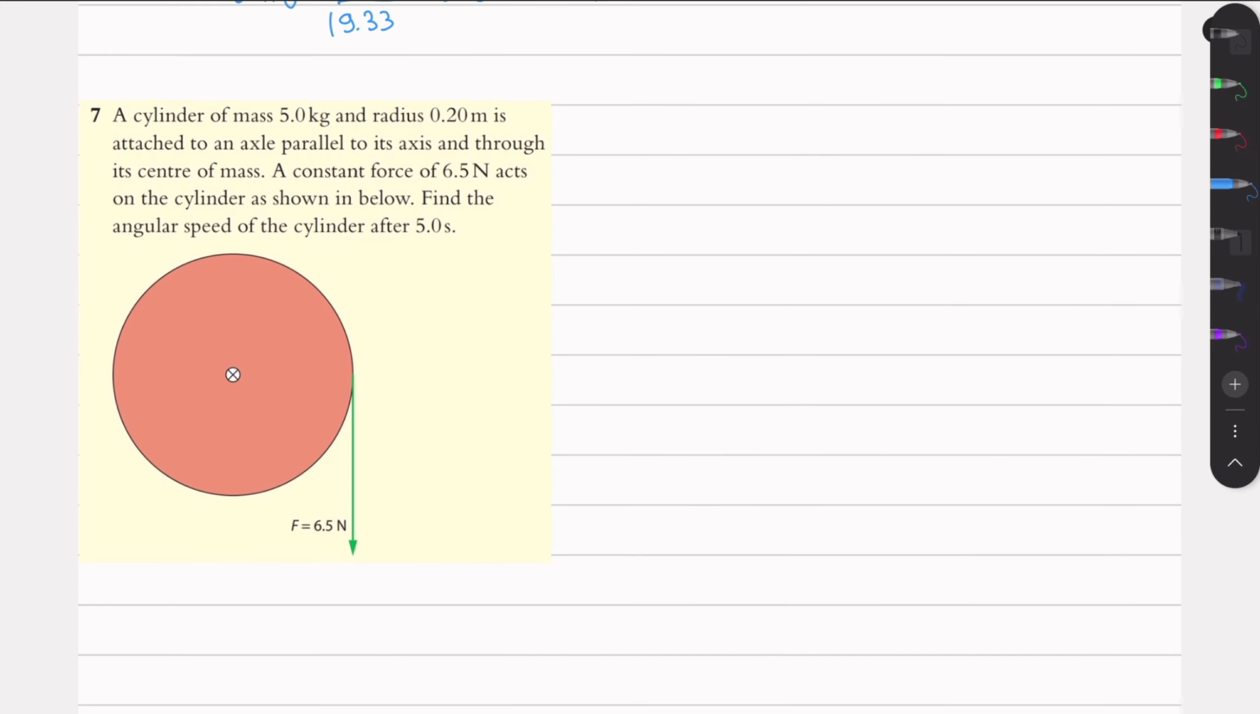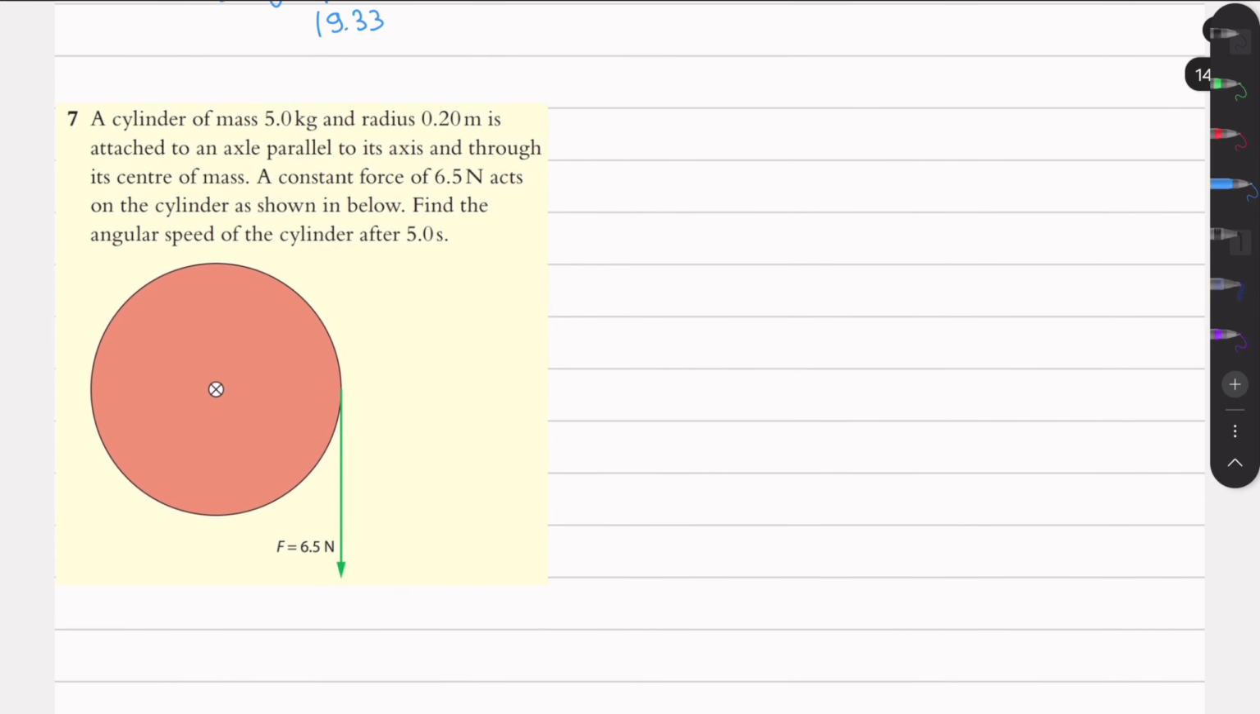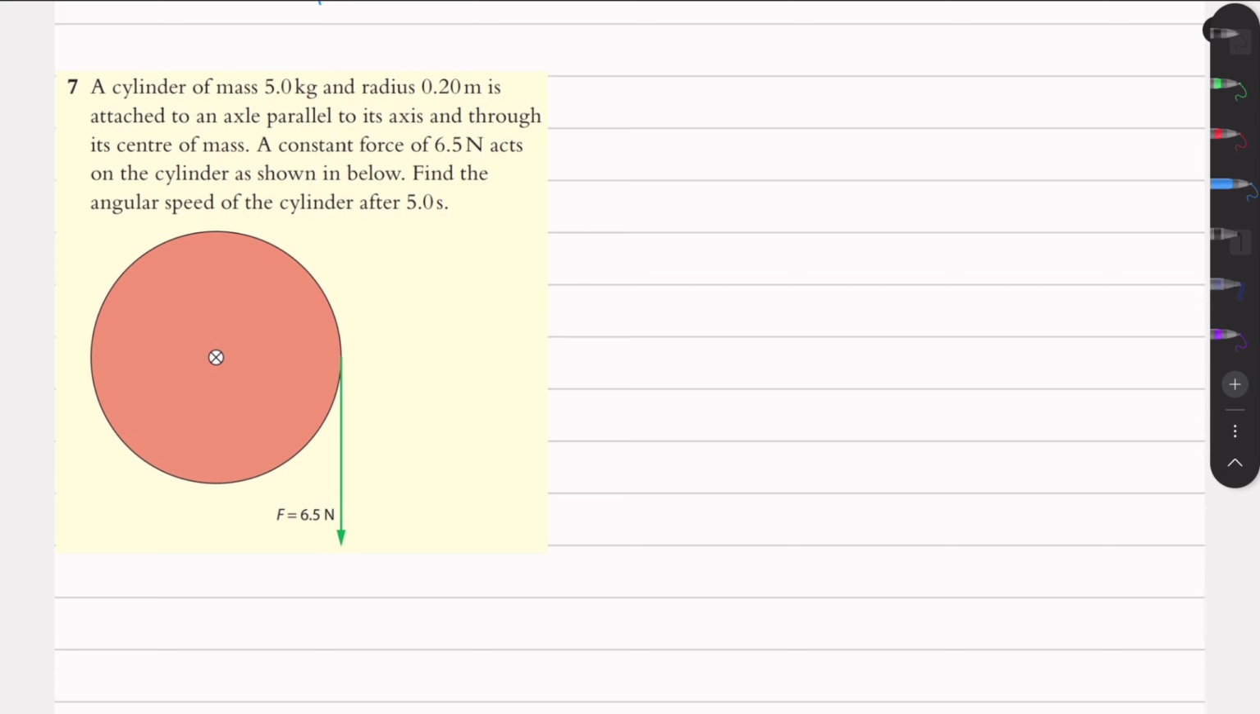All right, so question 7. We're given a cylinder of mass 5 kilograms and radius 0.2 meters. It is attached to an axle parallel to its axis. So we have an axle over here through its center of mass, and we have a constant force. We need to find the angular speed of the cylinder after 5 seconds.